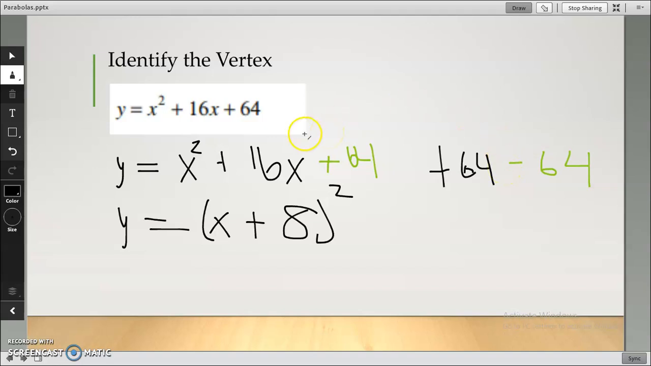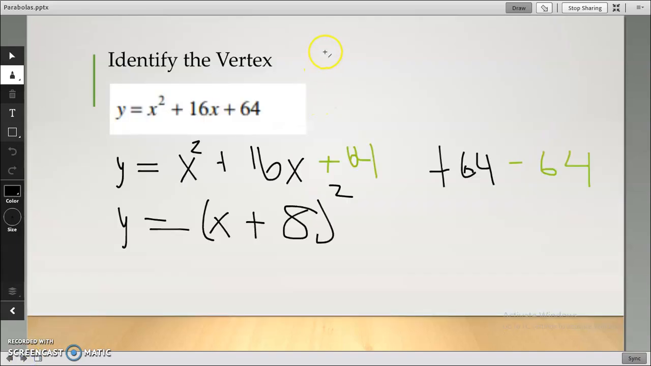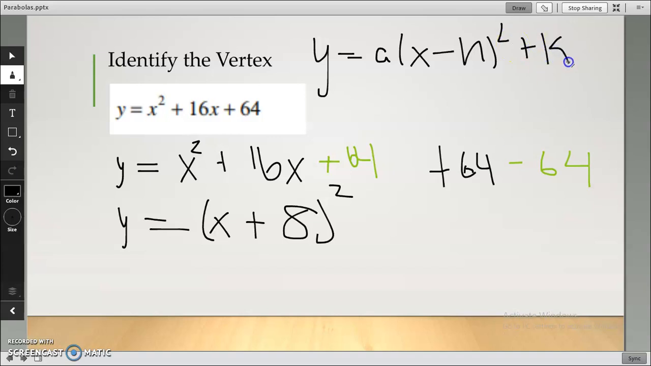And if you recall, on the previous page we gave the vertex form: y equals a times (x minus h) squared plus k, where h and k are the vertex. Here I have a plus 8, and the form has a minus, so the h value is negative 8. It's the opposite sign. And then there's nothing for k, so that means k has to be 0. So the vertex is (negative 8, 0).